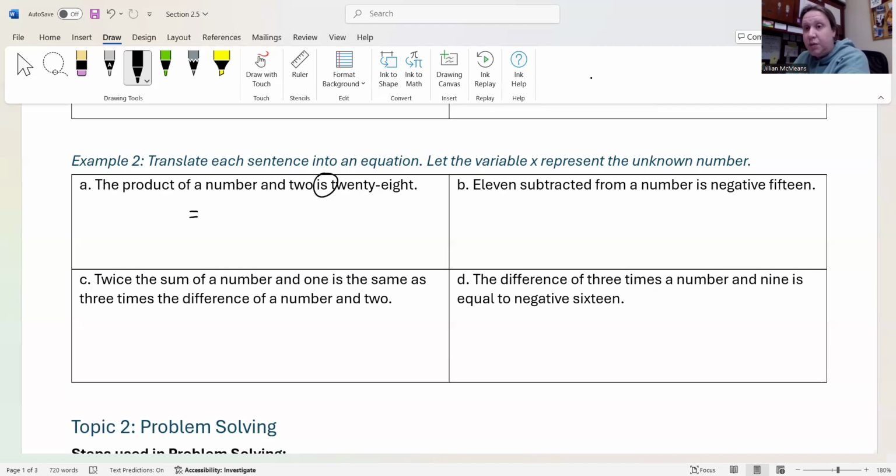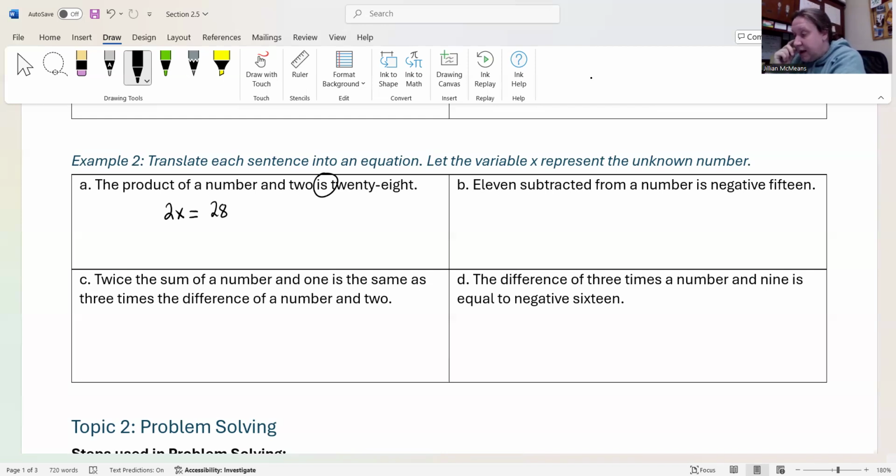And if we want the product of a number and two, that just means 2 and x. And when you do a product, you don't have to write a multiplication symbol. So when you're doing a product, algebraically speaking, we would just write the 2 and the x side by side, 2 first, x second. So the product of a number and 2 is 2x, and then that is 28. So 2x equals 28, and that's it. And again, the directions don't tell us to solve, so we can leave it just like this, 2x equals 28.